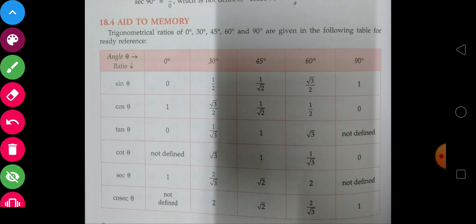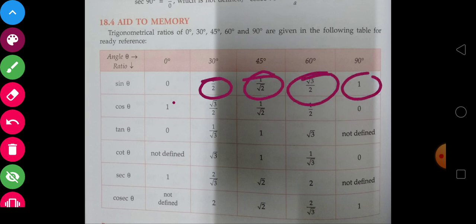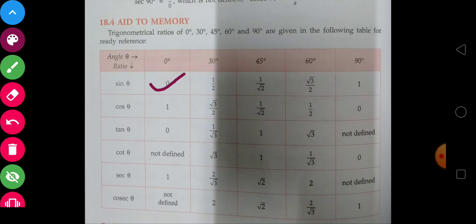And how to remember this table? Suppose you find it difficult to remember the table. There are many methods to remember it. How I remember is I just remember the values for sine theta. Sine 0 is 0, 30 is 1 by 2, 45 is 1 by root 2, 60 is root 3 by 2, 90 is 1. So this is 0, 1 by 2, 1 by root 2, root 3 by 2 and 1. Angles are always in this sequence only for this table.